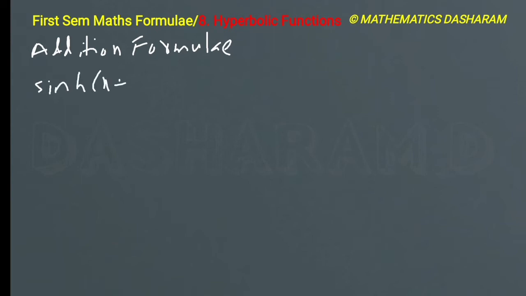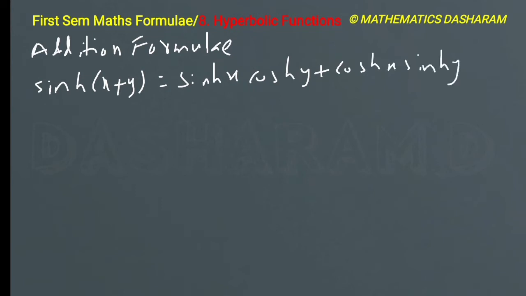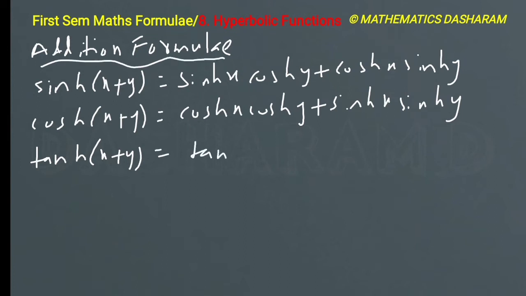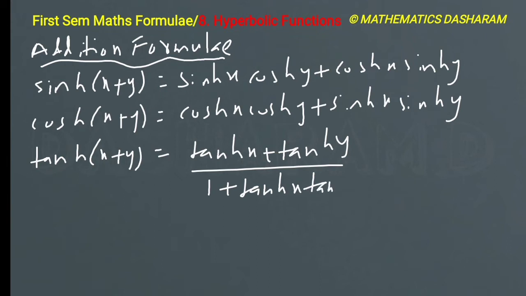Next, addition formulae. The first one is sinh of x plus y equals sinh x into cosh y plus cosh x into sinh y. Next, cosh of x plus y equals cosh x into cosh y plus sinh x into sinh y. Next, tanh of x plus y equals tanh x plus tanh y divided by 1 plus tanh x into tanh y.